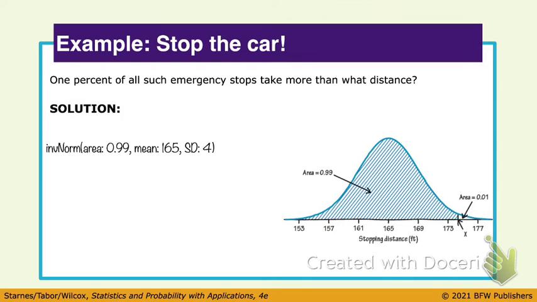We're going to go to inverse norm: second vars, third option down, inverse norm. The area we need to put in is the lower percentile area of 0.99. The mean of this distribution is 165 and the standard deviation is 4. For those of you who do not have an updated calculator, you're putting in 0.99, comma, 165, comma, 4. And I'll update your calculator in just a minute.